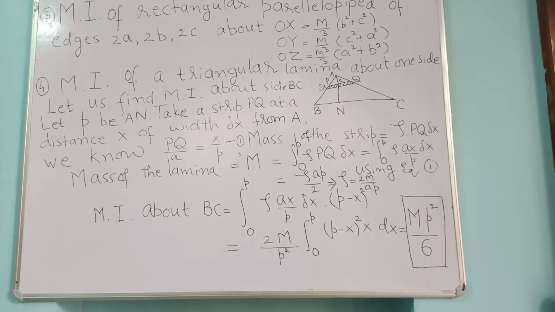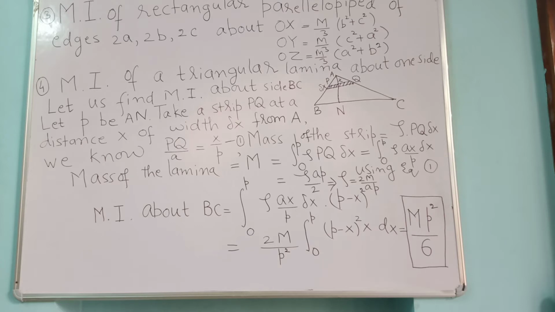So, we are doing some simple cases. We are finding out the moment of inertia of some simple regular bodies about the given axis. So, moment of inertia of a rectangular parallelepiped of edges 2a, 2b, 2c about x-axis. I gave you how to find it, and I told you to work out up to the result.